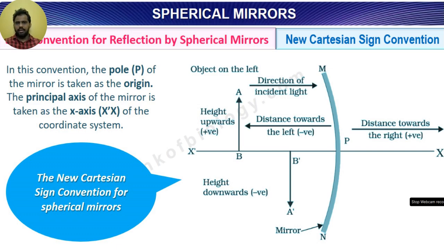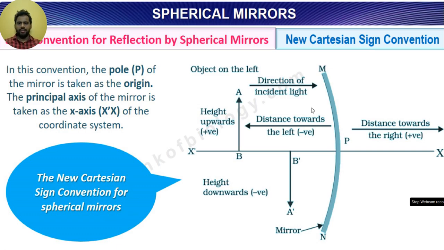So we will end this video after discussing the sign convention. Sign convention is very important for solving numericals related to the light chapter, be it convex or concave mirrors or concave or convex lenses. In this convention, the pole of the mirror is taken as the origin. The principal axis of the mirror is taken as the x-axis of the coordinate system. This is the new Cartesian sign convention for spherical mirrors.